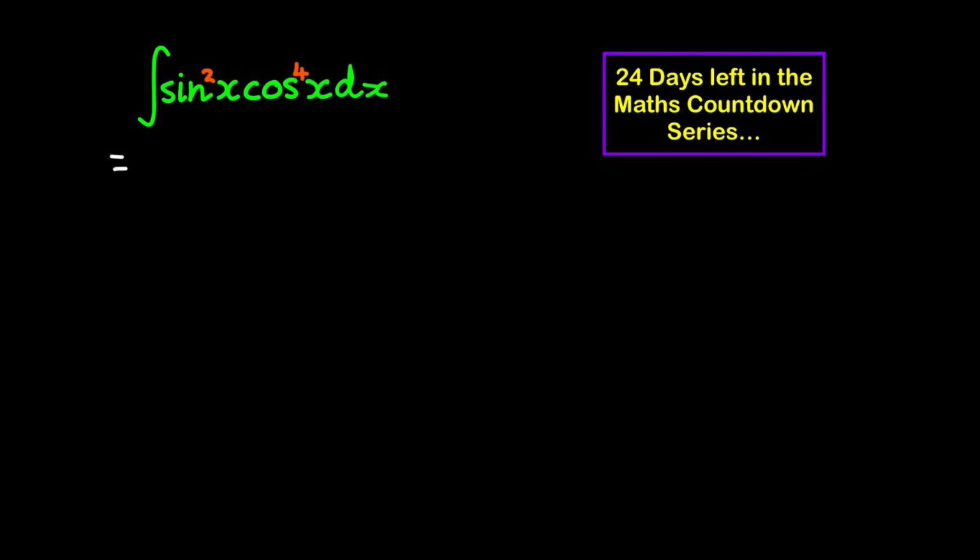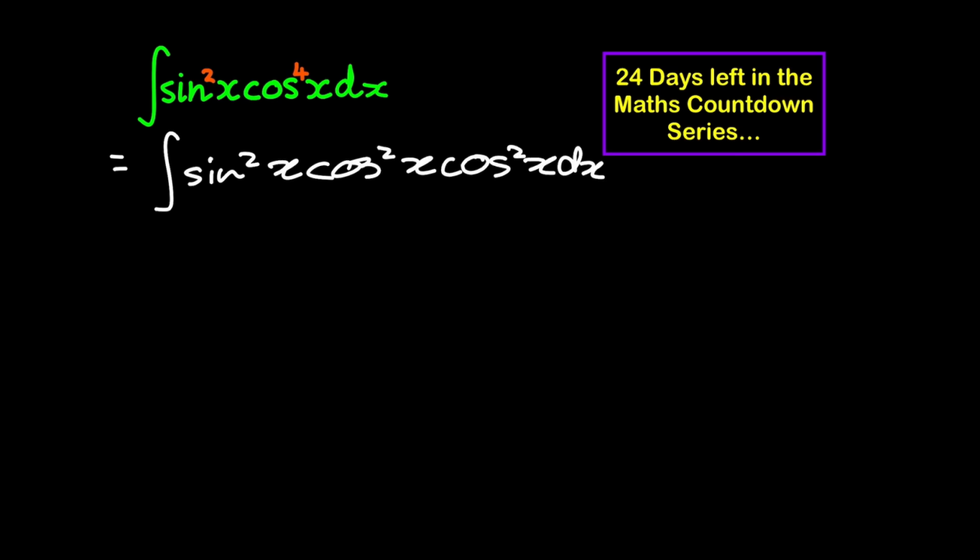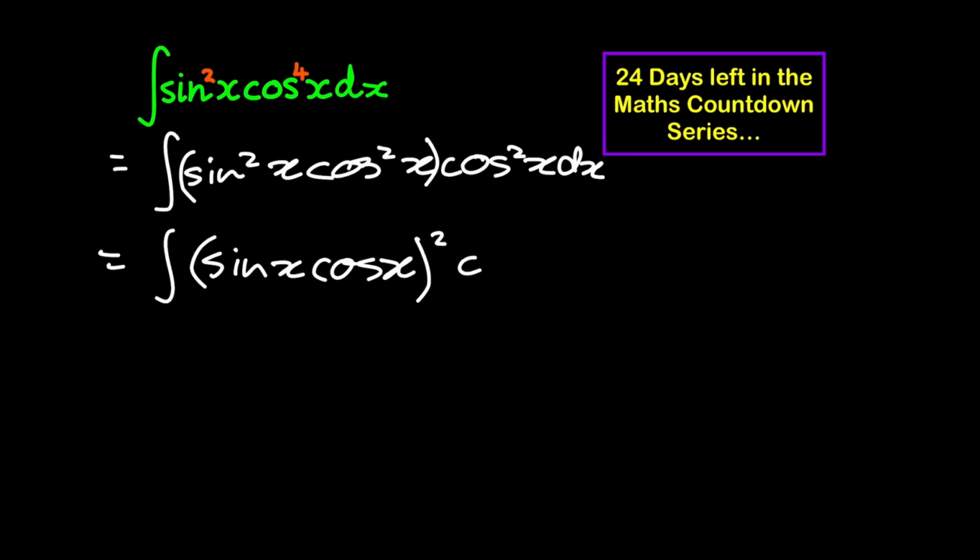So what I'm going to do instead is have this integral of sine squared of x times cosine squared of x times cosine squared of x. I just split this cosine to the 4th power of x into cosine squared of x times cosine squared of x. This allows us to congregate those terms and raise both sine of x and cosine of x to the power of 2. And then that's still multiplied by cosine squared of x.